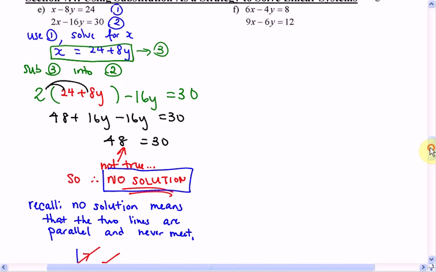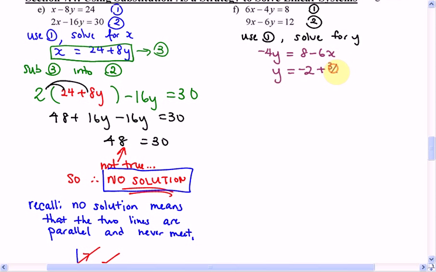Let's do now part F. Same idea. We're going to rewrite these as 1 and 2. You decide what you want to do. I'll say let's use number 1, and once again, shall we solve for x or y? Let's solve for y this time, just to make things a little bit more spicy. Once again, it doesn't matter if you solve for x or y, but I'll just do y. So negative 4y equals 8 minus 6x. Going to divide everything by negative 4, so negative 2 plus 3 over 2x. Let's call this equation number 3.